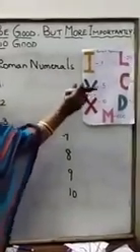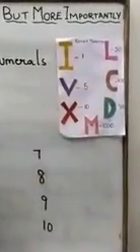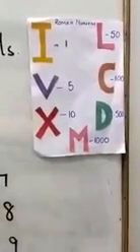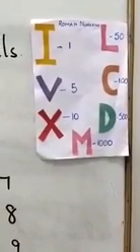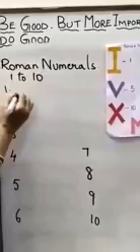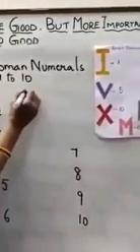Roman numerals. These are the 7 symbols we use to write numbers using the Roman numerals. Now let us start writing the Roman numerals from 1 to 10. So for the first number we use the symbol I.